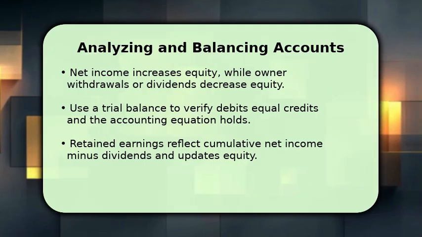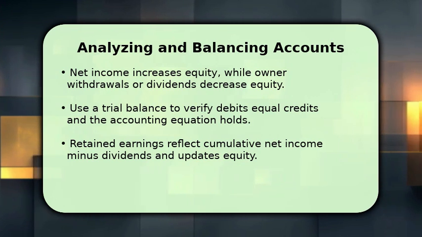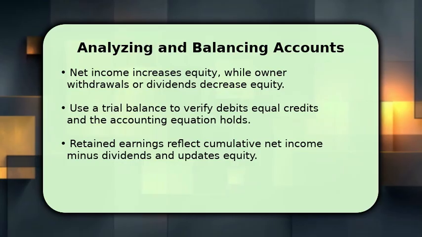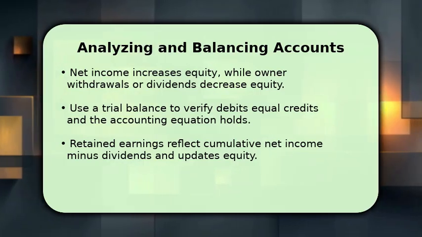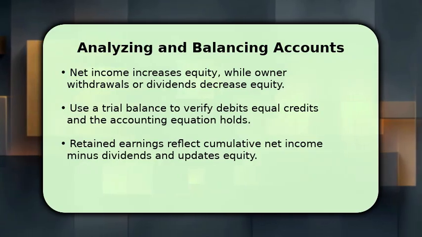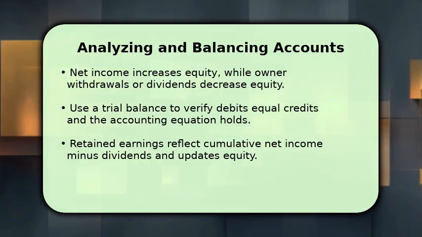To analyze accounts, prepare a trial balance to verify that total debits equal total credits, and therefore the accounting equation holds. Retained earnings reflect cumulative net income minus dividends and updates equity each period. When expenses exceed revenue, equity falls. When revenue exceeds expenses, equity rises.